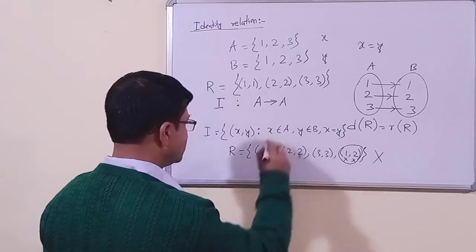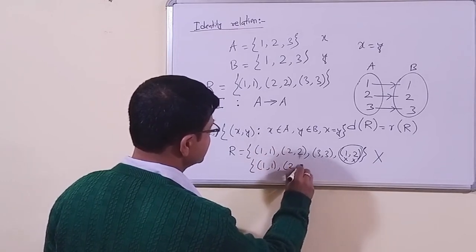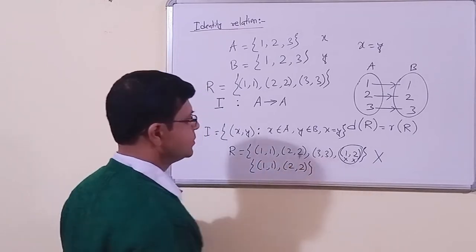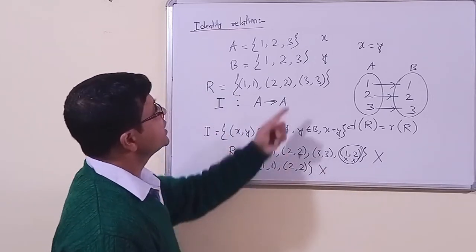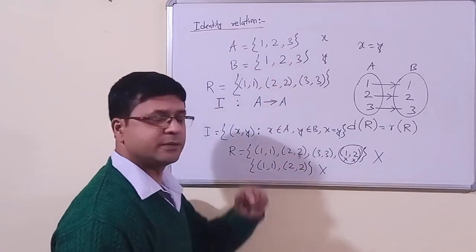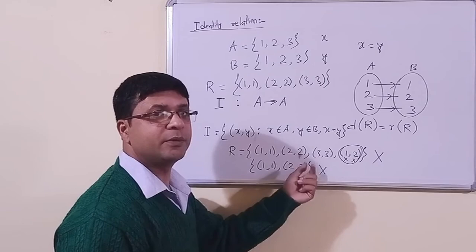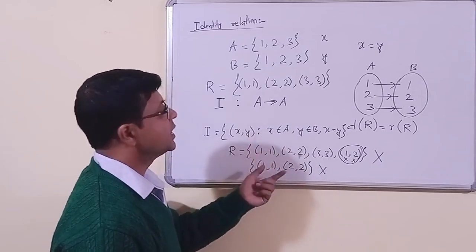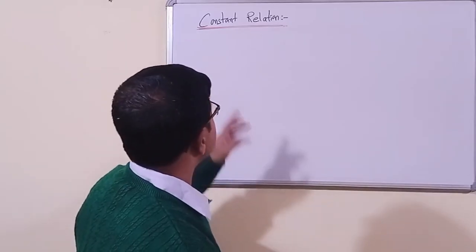Then another relation we take: 1 1, 2 2. Again this is not an identity relation because we have not written 3 3. So all the elements which are equal we have to note down, we have to write, then only it becomes an identity relation. Okay, after that dear students we have taken another topic.